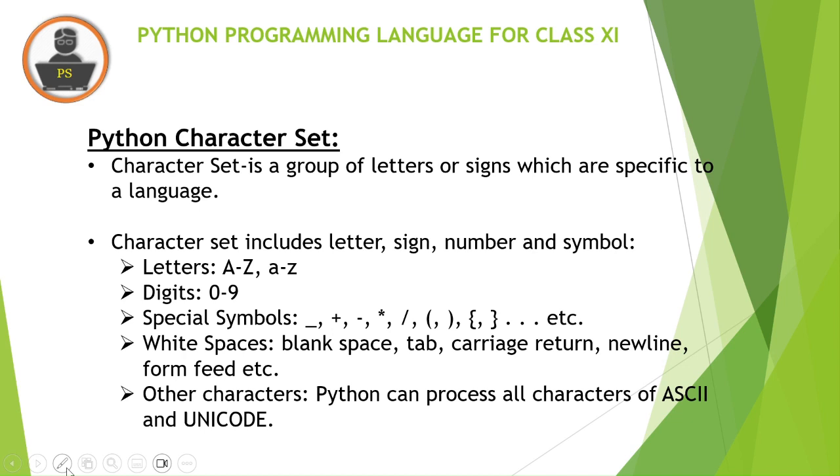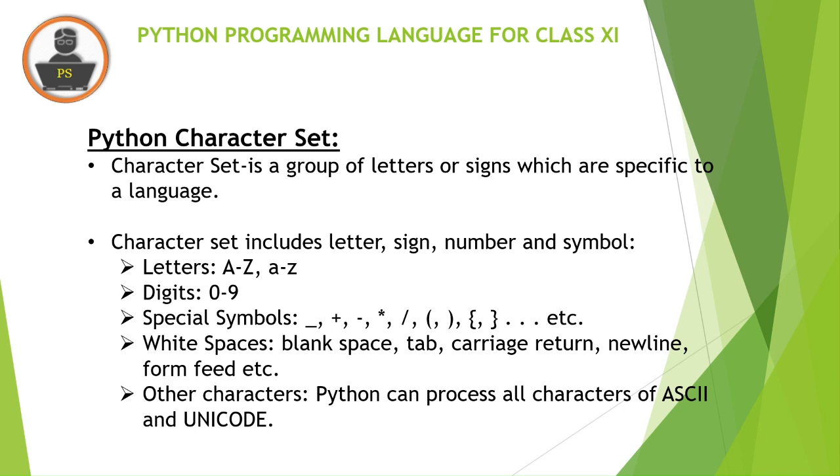Okay, and it includes letters, signs, numbers and symbols. Letters can be capital A to Z and small a to z. Digits can be 0 to 9. Special symbols include underscore, plus, minus, multiplication, slash, small brackets, curly braces, dot, etc., as it is, meaning anything can be taken. So these are the special symbols.